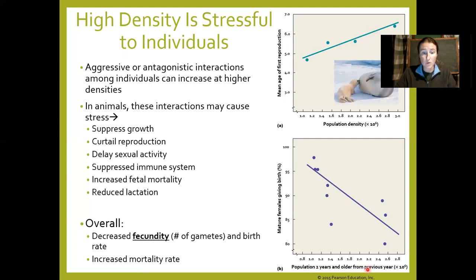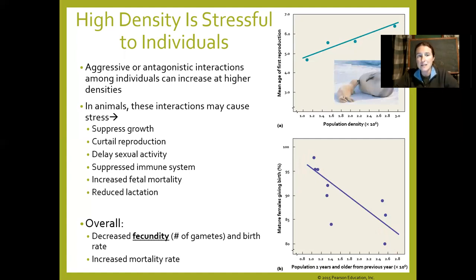Population 2 years and older from the previous year. So increased population, smaller population, and mature females giving birth. And this is a percentage. Where there's a small population, almost all of the females are giving birth. When there's a very large population, a very low number of those females within the population are giving birth.